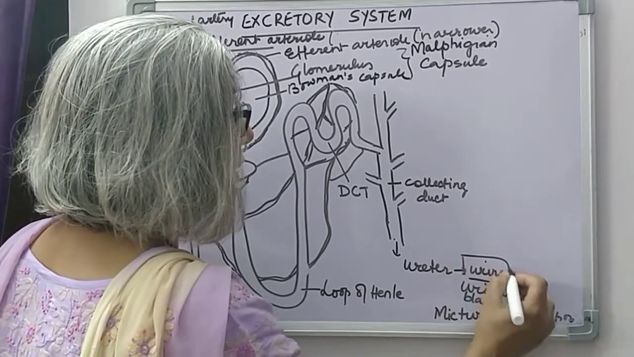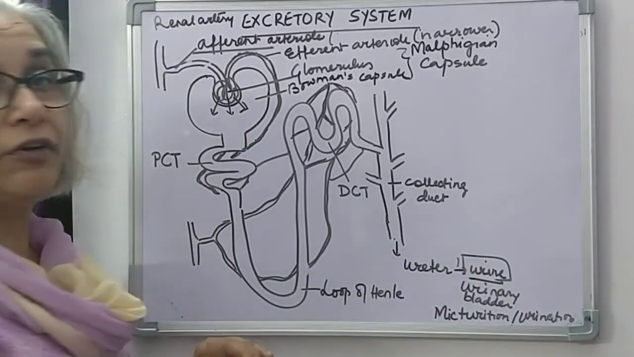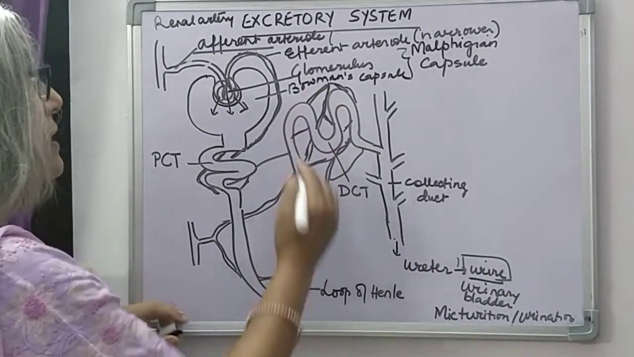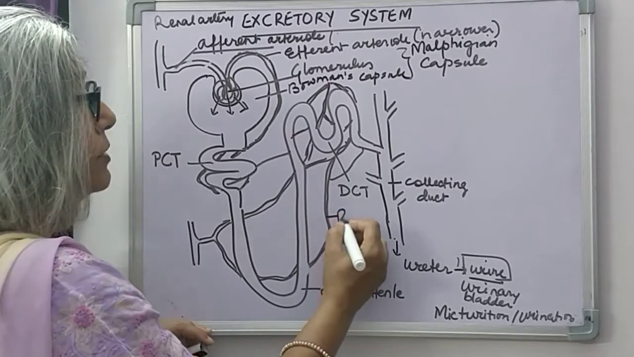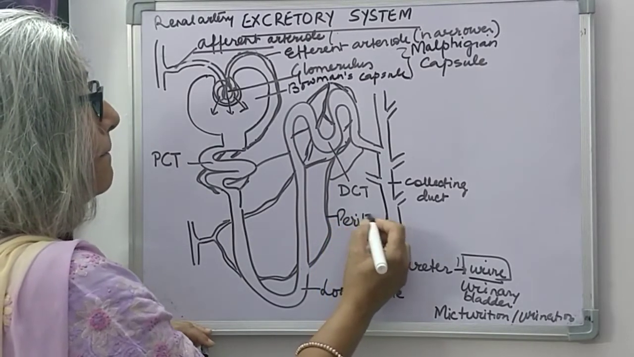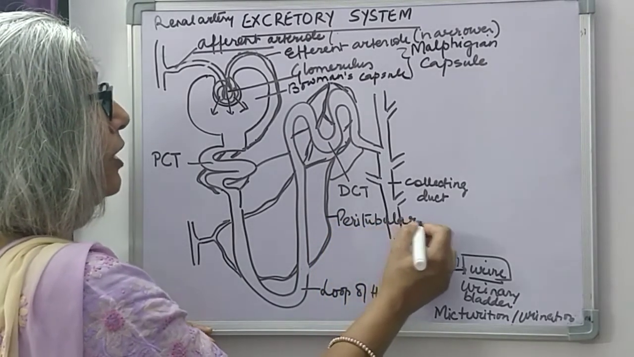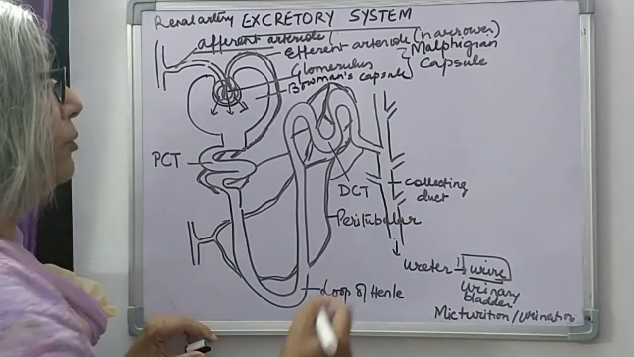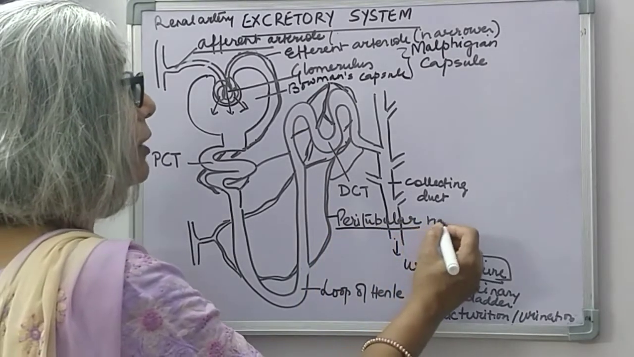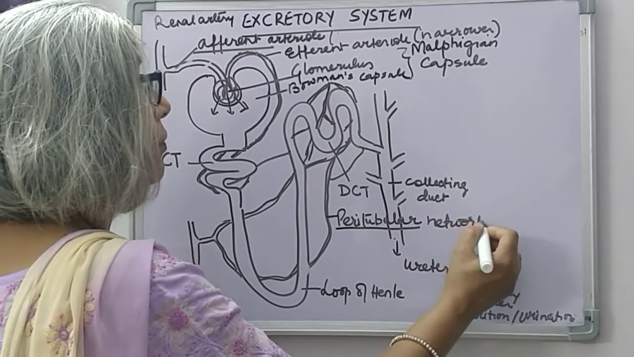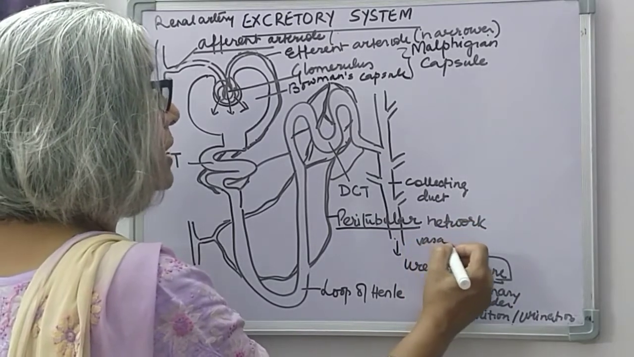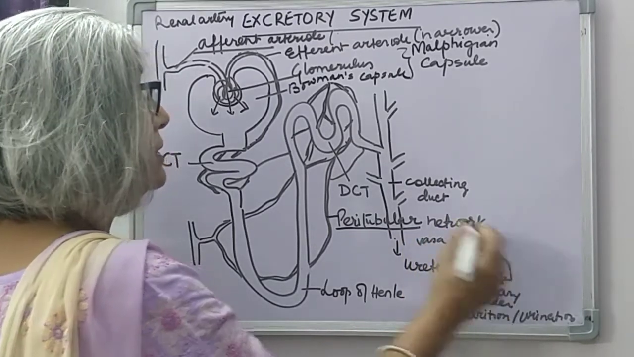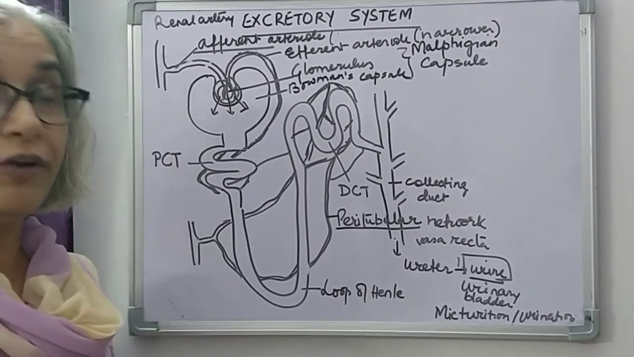Now, urine is formed after filtration of blood. So, this network which is formed by the efferent arteriole on the nephric tubule is called the peritubular network, or we also call it vasa recta. So this is the basic structure of a nephron.